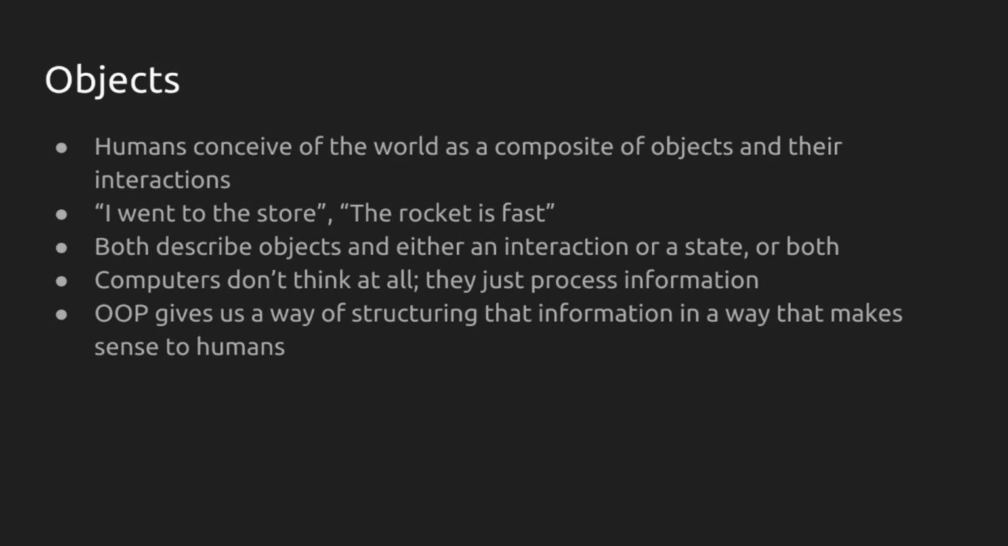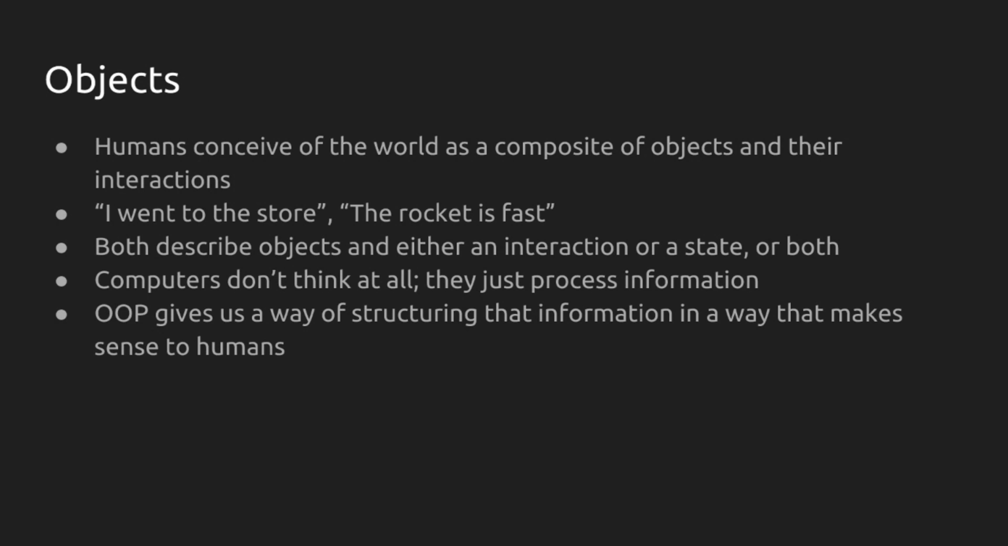So let's talk about objects. Now, when humans think about the world, we think of it as a composite of objects and their interactions, right? The way that you interpret the universe is through the things that surround you and what they do and what they are and how they behave, what they look like. I went to the store as a sentence. The rocket is fast. These sentences describe objects as either an interaction or a state or both, but importantly, objects are the core of what's going on in these expressions.